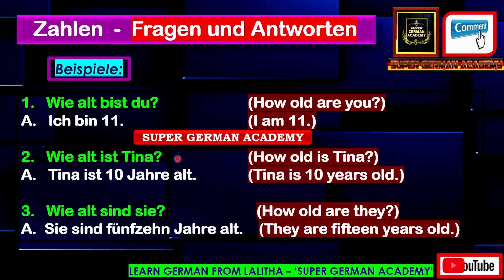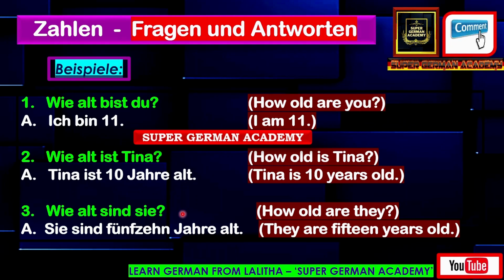Now see here. Wie alt ist Tina? It means how old is Tina? Wie means how, alt means old, ist means is. Tina. So wie alt ist Tina means how old is Tina? Tina ist zehn Jahre alt means Tina is 10 years old. See, as I said earlier for the first question, similarly you can say Tina ist zehn, that means Tina is 10, or you can say Tina ist zehn Jahre alt. It means Tina is 10 years old.